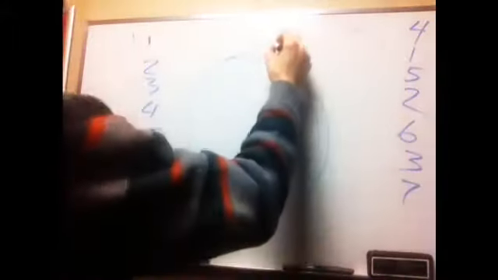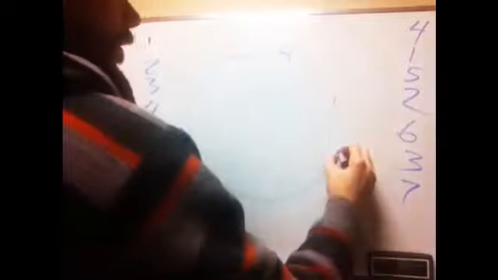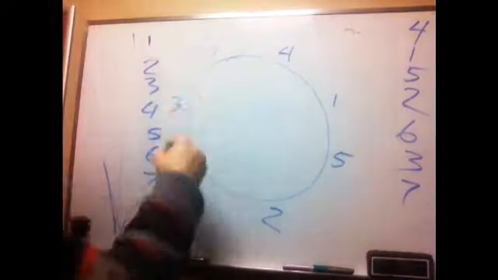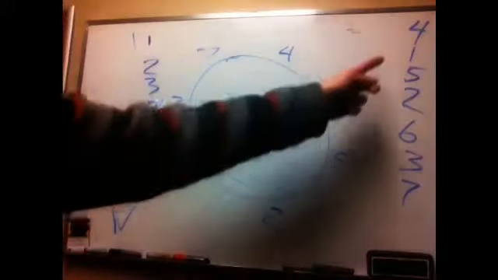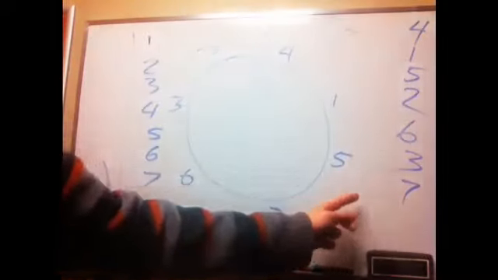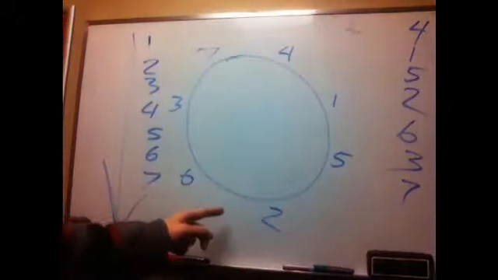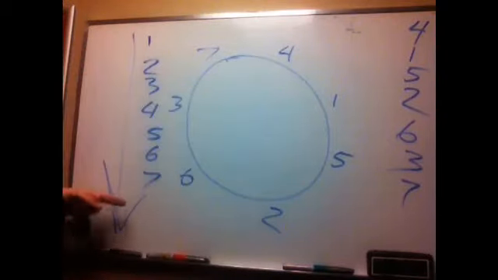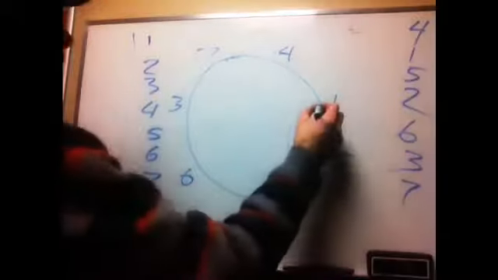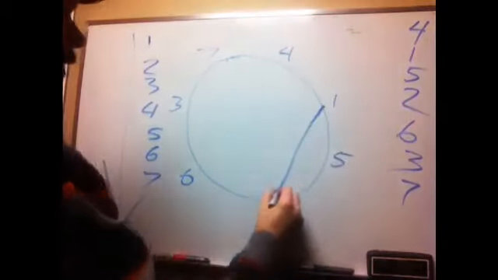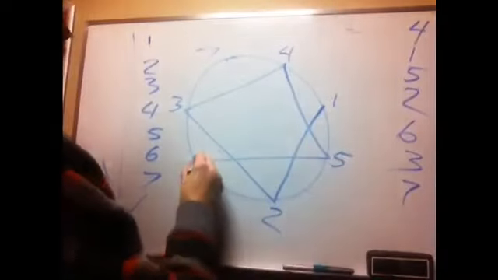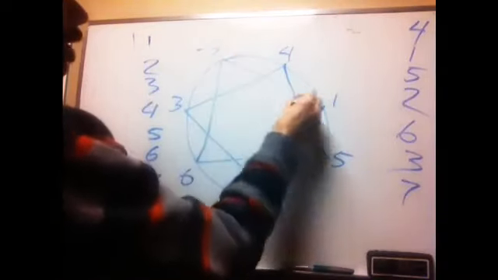Draw a circle, put these around the outside edge. 4, 1, 5, 2, 6, 3, 7. That's the brightness order around the outside of the circle. Now you connect the dots, or you connect the numbers in derivation order. 1, 2, 3, 4, 5, 6, 7.